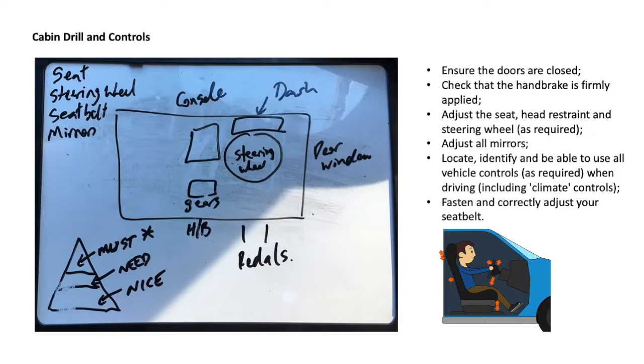And you can see the top left, 3 S's: seat, steering wheel, seatbelt, and mirrors. We covered the console controls, the dash controls, the steering wheel controls, the gears, the handbrake, the pedals, and also down the bottom left, the must know, need to know, and nice to know. I'll talk more about that shortly. Over on the right hand side are the dot points of what would be covered, and in the bottom right is a diagram that I also utilize quite often.